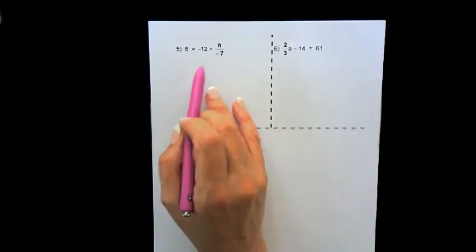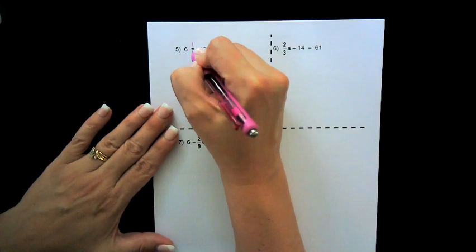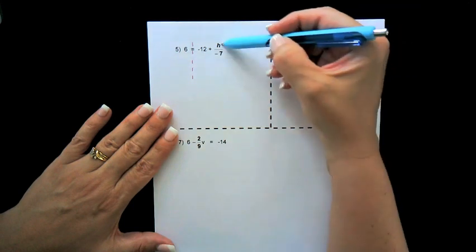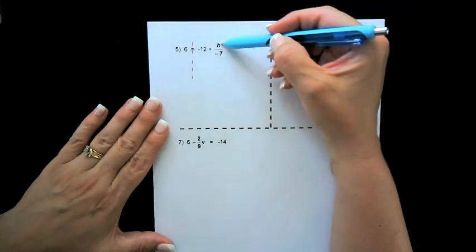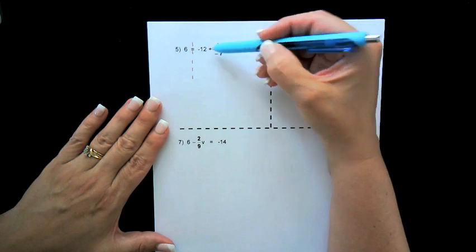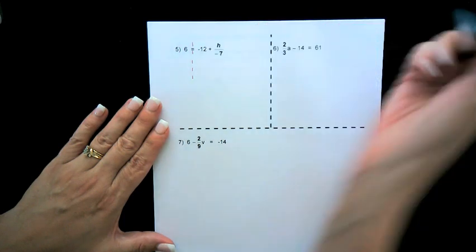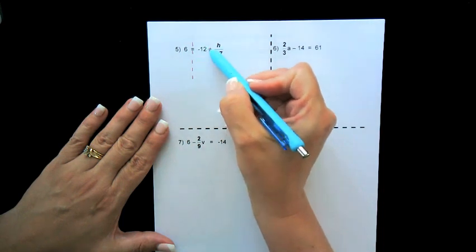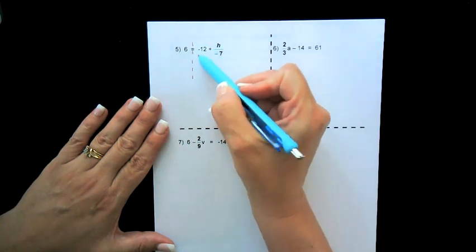All right, here on problem number 5, let me put my imaginary line. You'll notice that my variable is over here. And so I ask myself what's happening to it. It's being divided by negative 7. It's being added by negative 12. So we have to take care of the adding negative 12 part first. We're going to do the opposite of adding negative 12.